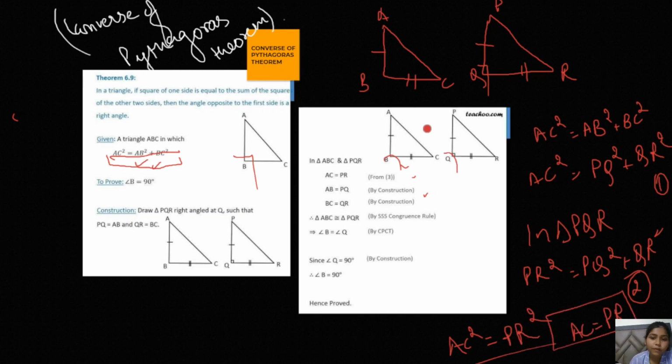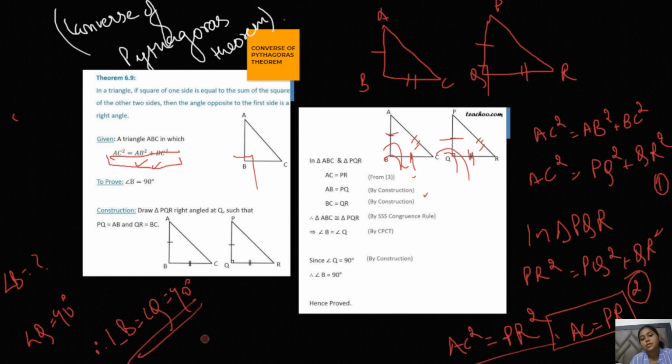And if we take these two triangles, this is already equal, this is already equal, and this we have already proven. So according to the SSS congruency rule, both of them will be congruent to each other, and if they are congruent, angle B is equal to angle Q. Angle Q is already 90, so angle B will also be 90 degrees, and hence it is a right angled triangle. I hope that's clear to you, how the angle opposite to the hypotenuse, the larger side, is the right angle.